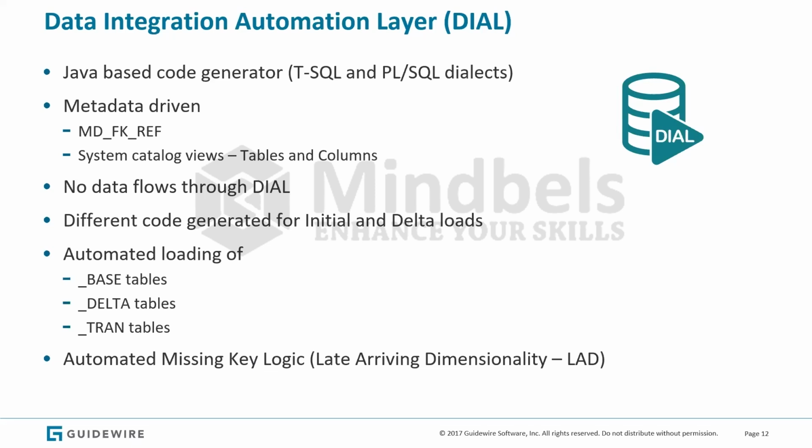Could you repeat that? I wasn't very clear about that part. Could you repeat that, MDFK ref? Yes, MDFK ref. This is actually a table. Is it one table, or is it one table per entity? No, this is one table for all the tables in the data hub. So it will hold the table name, TRF table name, the foreign key table name, foreign key column name, primary key table name, primary key column name, and the constraint name.